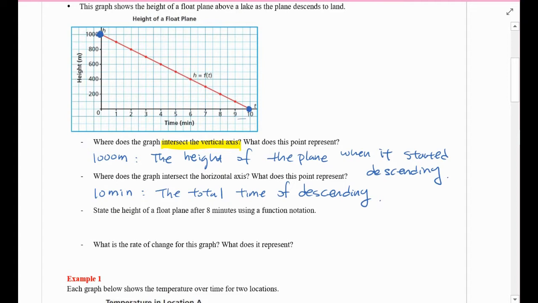Okay, state the height of a float plane after 8 minutes using function notation. After 8 minutes, it is at a height of 200 meters. So 8, 200. If we use function notation, f of the input, which is the time, f of 8 equals the output, 200. f of 8 equals 200.